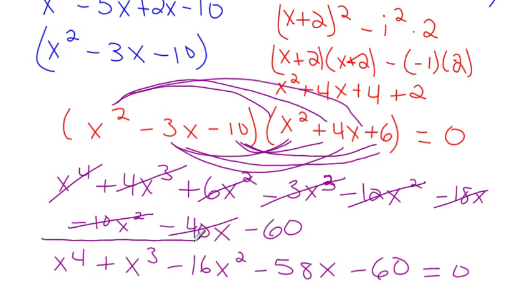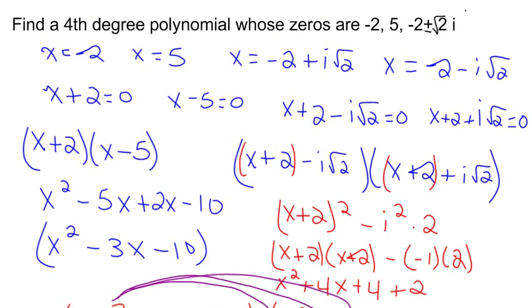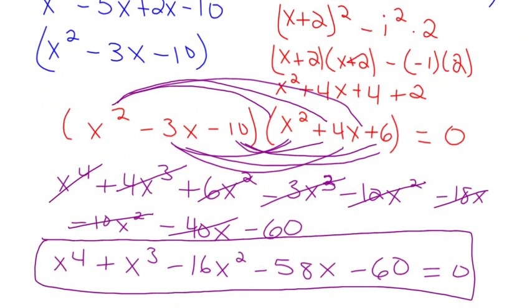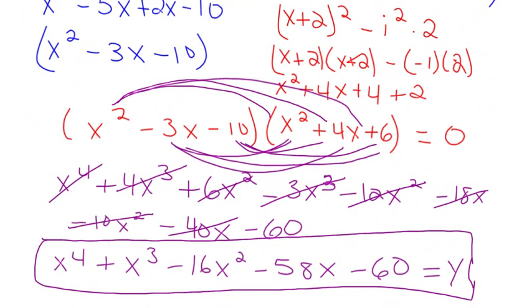So there would be your 4-degree polynomial here. It asks for the polynomial with those zeros, so actually we can just change this to y, because if you wanted the zeros, you would just set it equal to 0. But the equation, since that's what it's asking us for, would be y equals. All right, so I hope that helps here. Your final answer is x to the fourth plus x to the third minus 16x squared minus 58x minus 60.